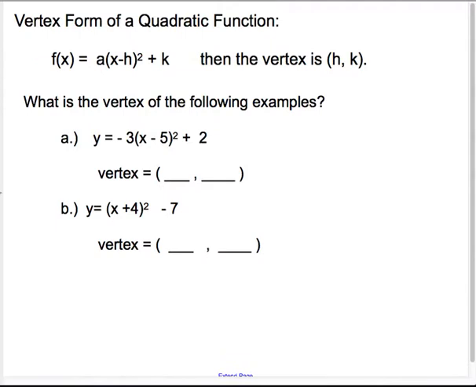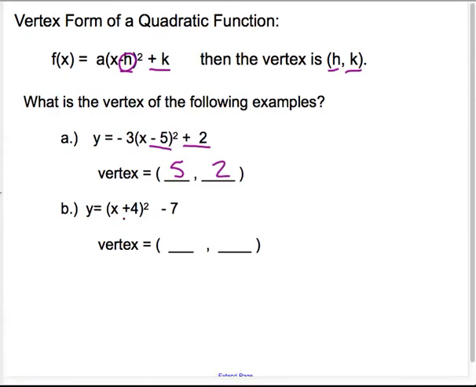Next type of quadratic is in vertex form. So remember the parentheses, this negative h, when you're looking at the vertex, turns into a positive. Whatever's outside the parentheses is normal, so that was a positive case. So looking at our first example, y equals negative 3 times the quantity x minus 5 squared plus 2. Inside the parentheses we have the negative 5, so the x-coordinate is positive. Outside we have a positive 2, it's normal, so it stays positive.